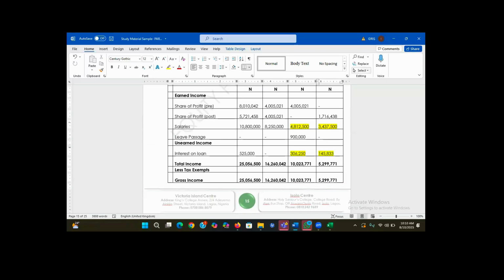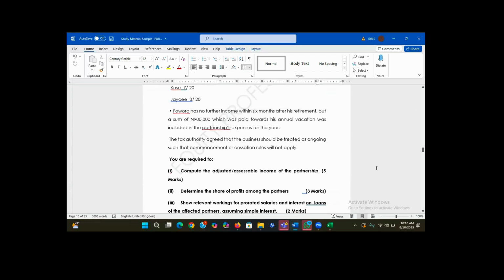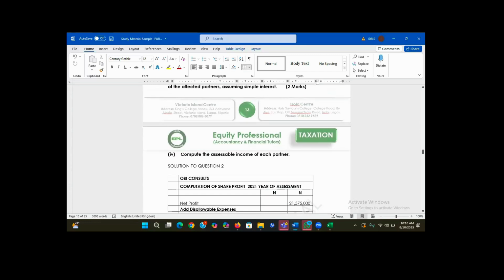So we have done with Roman figure 3. Roman figure 4, what is it saying? Compute assessable income of each partner. Assessable income of each partner. I said assessable income is the same thing as what? Total income.